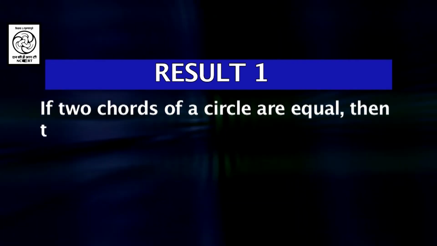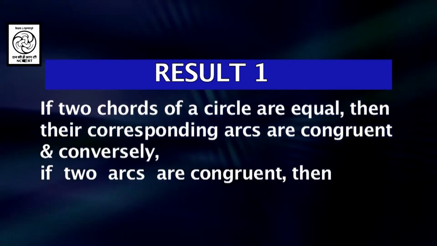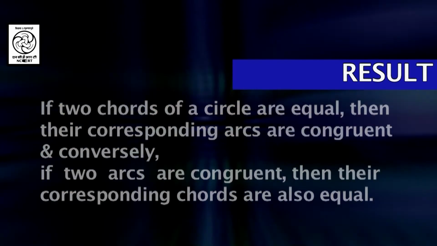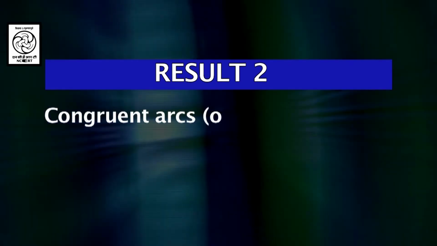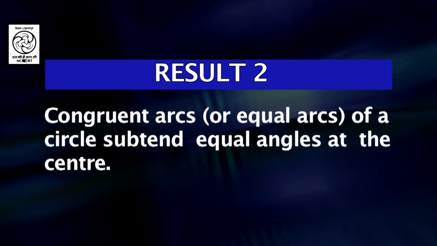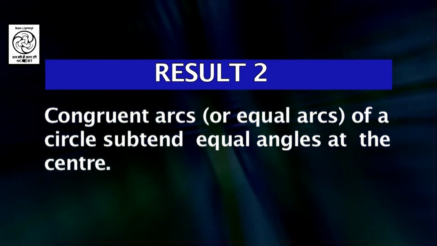Result: if two chords of a circle are equal, then their corresponding arcs are congruent, and conversely, if two arcs are congruent, then their corresponding chords are also equal. Result 2: congruent arcs of a circle subtend equal angles at the center. This result 2 is very clear because we already proved that equal chords subtend equal angles at the center, and equal chords and equal arcs are the same.